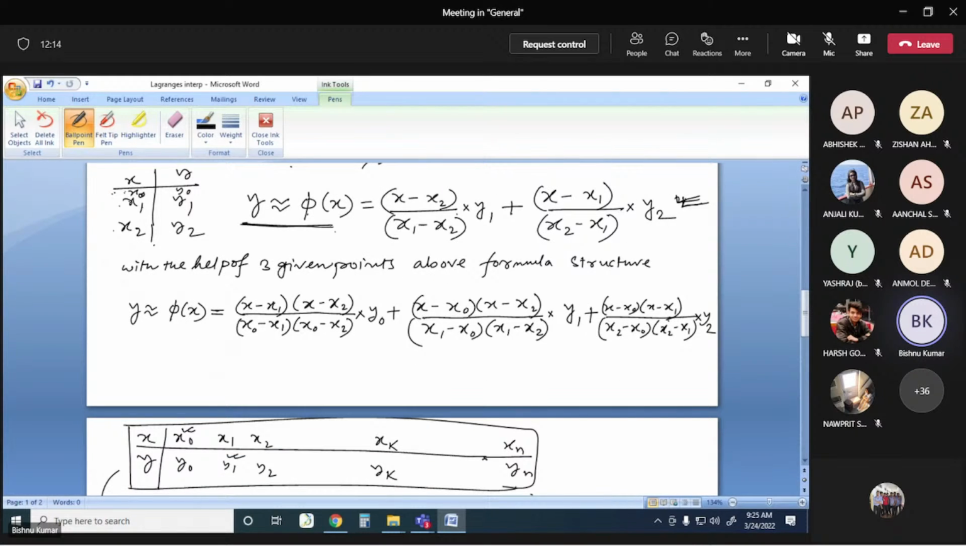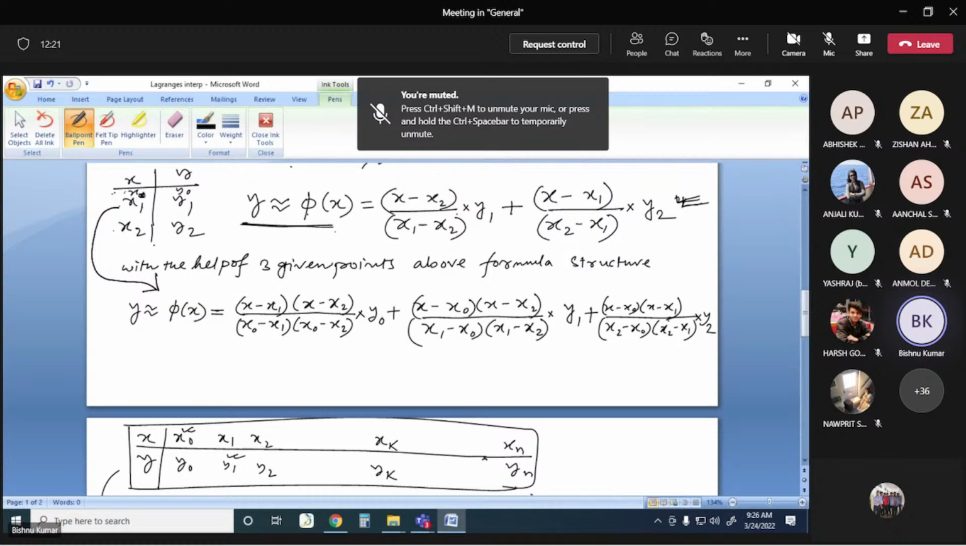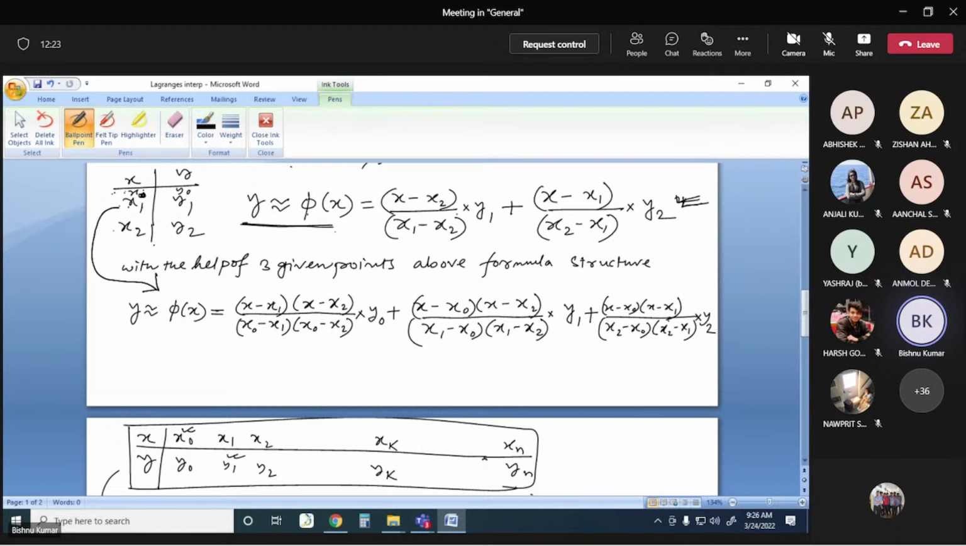Suppose 3 points are given to you, looking like this: at x0, y0; at x1, y1; at x2, y2. These 3 points are given to you. Then the approximated polynomial will be of the second degree. And that second degree polynomial will be y equals p(x) equals, in the numerator of the first term, suppose, I am telling you the first term to remember. You just try to remember it in that way.